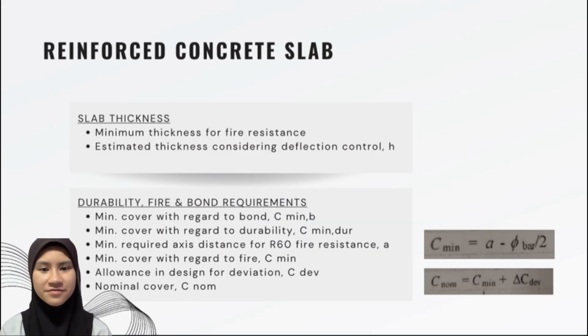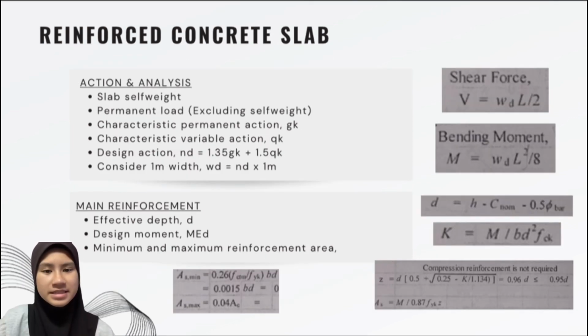Hello, my name is Maisara. I will present reinforced concrete design for slab. For slab, first of all, we need to determine the slab thickness. The minimum thickness for fire resistance and estimated thickness considering deflection control, h, will be chosen in an interval of 25 mm. Then, calculate slab self-weight.